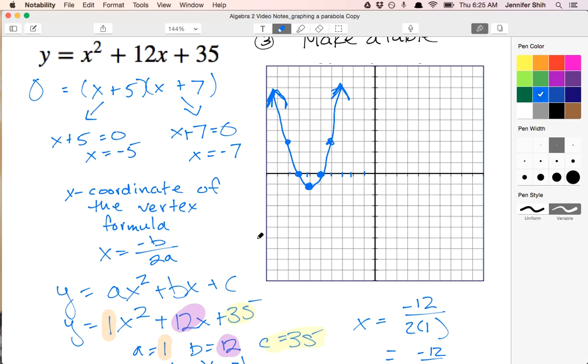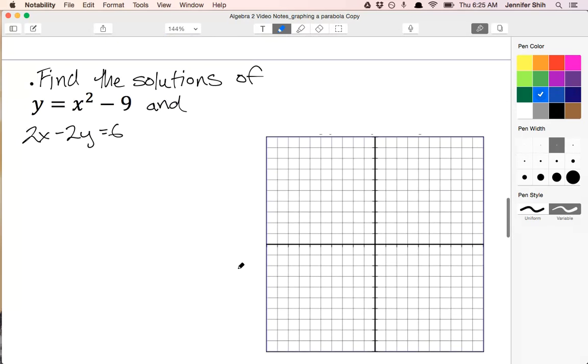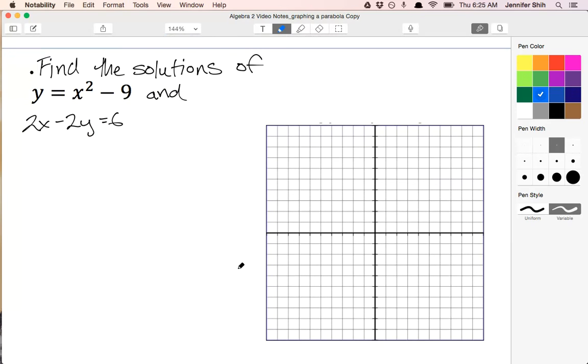Okay, we don't have a lot of time on this video. We're going to graph both a line and a parabola. So on this example number 2, you're going to find the solutions of y equals x squared minus 9 and 2x minus 2y is equal to 6. So we've read the problem. Now let's reread the problem and tear it apart.